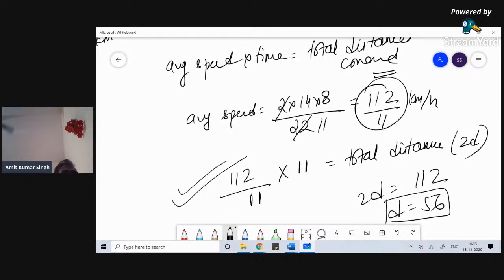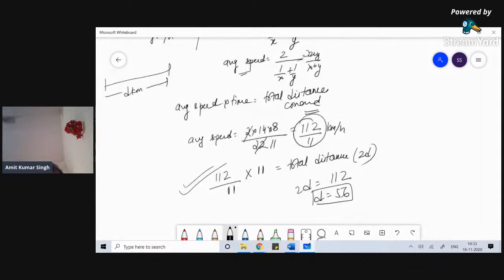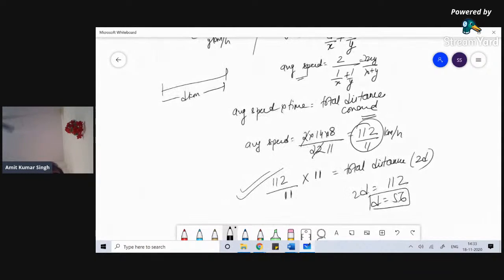So be careful with this, Ramya. If you're using the formula average speed into time, make sure you read the last line of the question very carefully, what they're asking you. If they're asking you to find the total distance covered, then the total distance is 112, meaning speed into time is the total distance. But if they're asking you the distance from one end to the other end, make sure you divide it by 2.